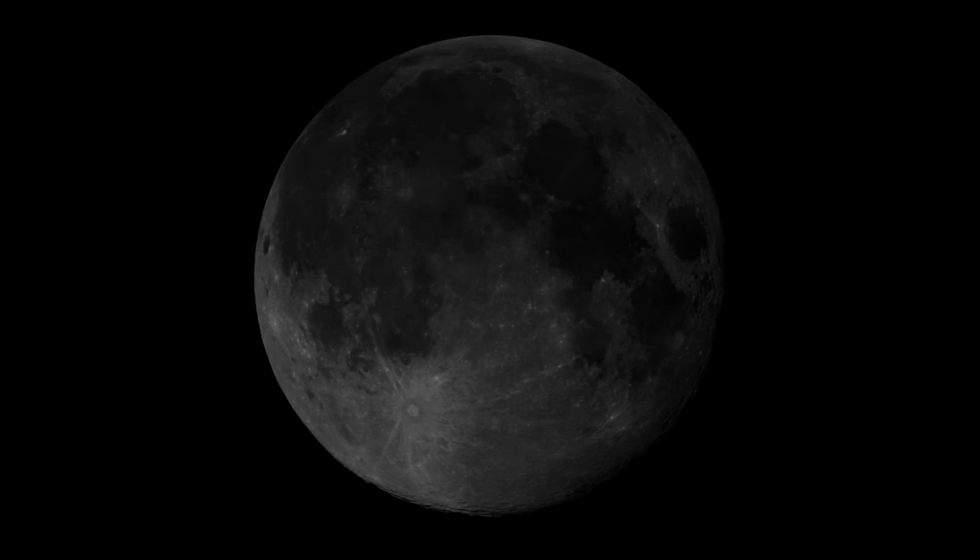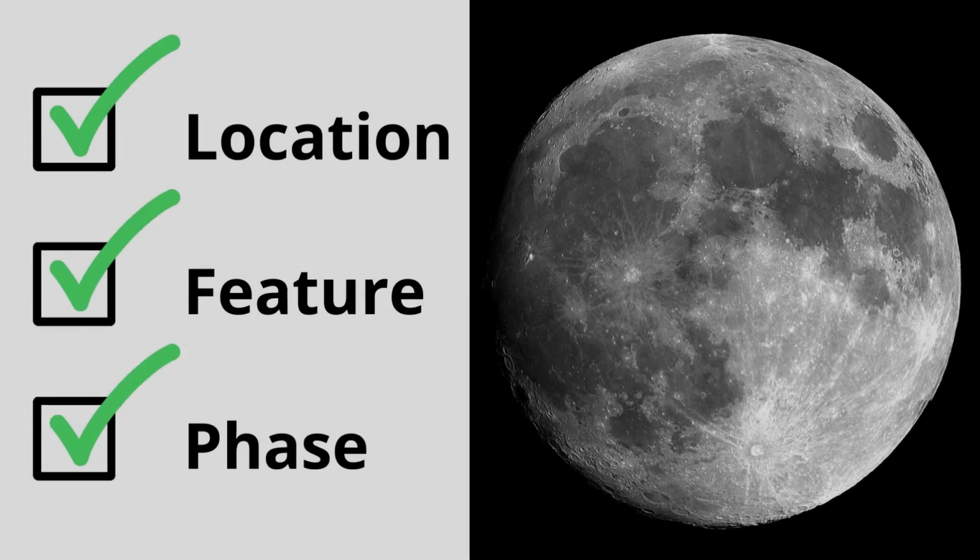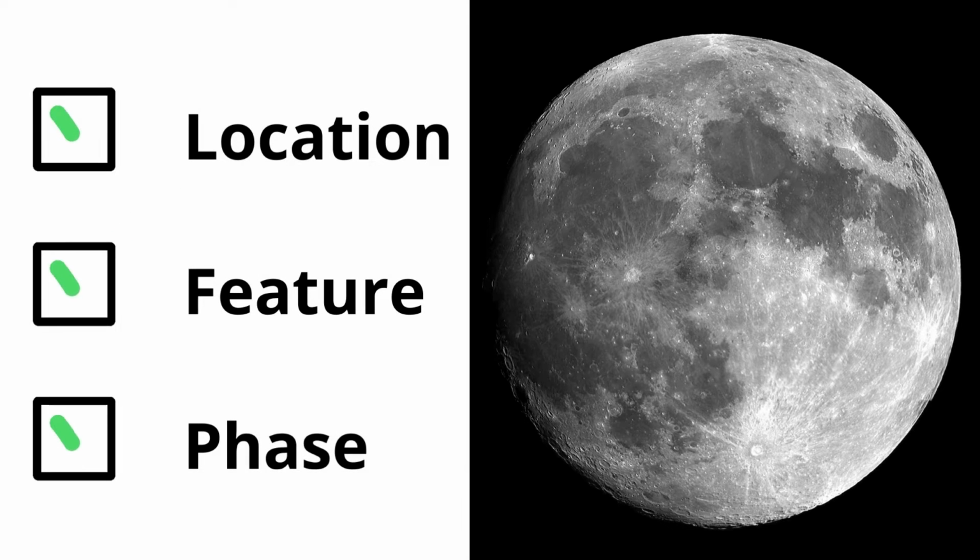The best way to watch the shadows change on the moon is to pick a location near the terminator. Pick a tall feature like a mountain or a deep crater and make your observations during gibbous or quarter phases.